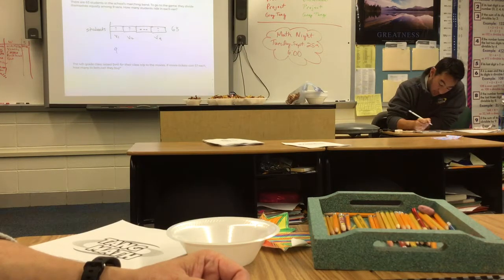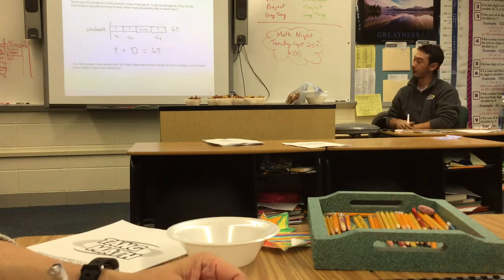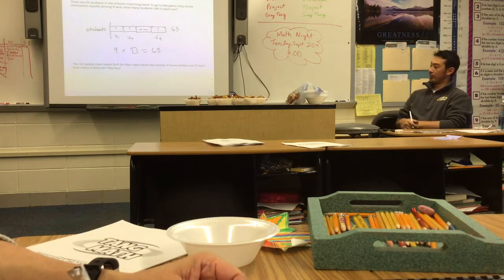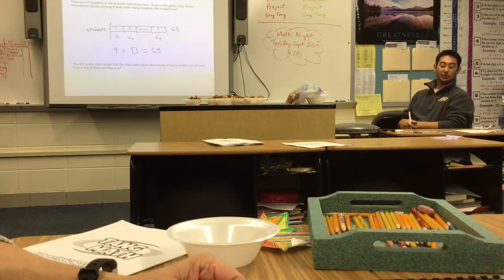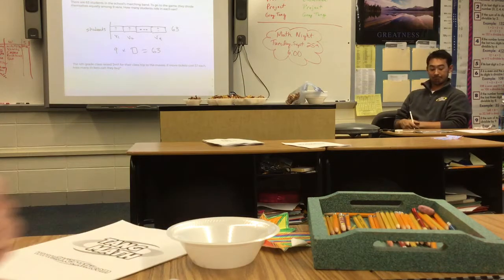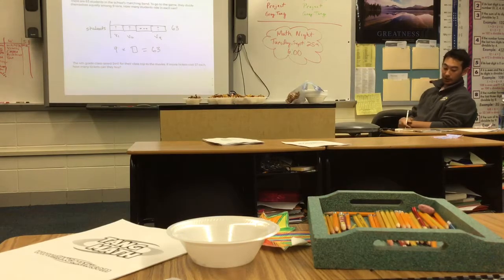Number of groups, oh, that's always going to be on the bottom, 9. Groups of something equals 63. Or 63 divided by 9 equals what? And that's why we don't label them as operation specific. It's both. Good so far? Any questions about this?